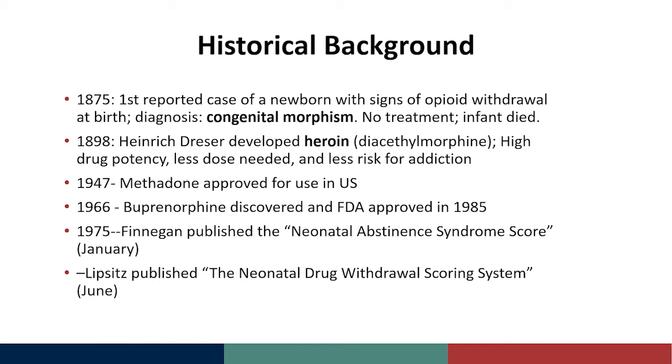In 1947, methadone was approved for use in the US. In 1966, buprenorphine was discovered. This is what we call Subutex right now, and FDA approved in 1985. In 1975, Finnegan published the Neonatal Abstinence Syndrome Scoring System, and 6 months later, Lipsitz published the Neonatal Drug Withdrawal Scoring System.